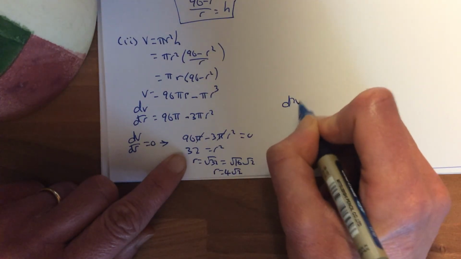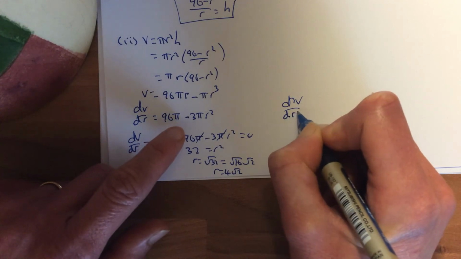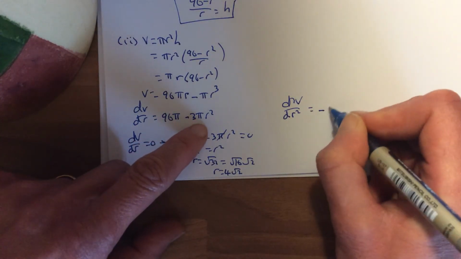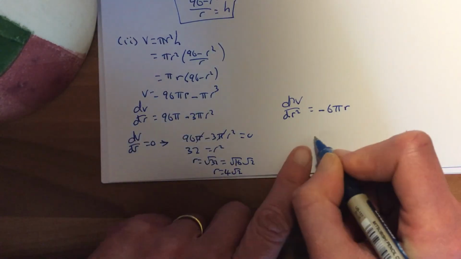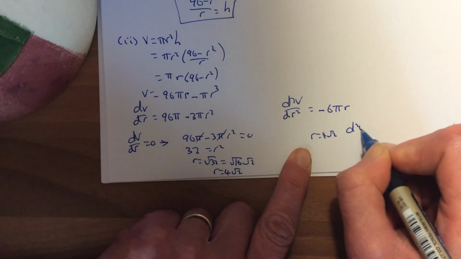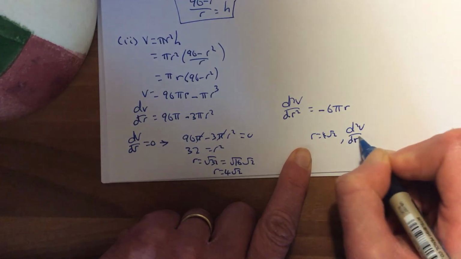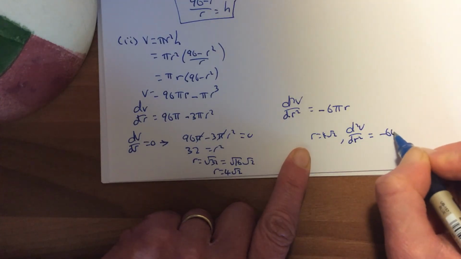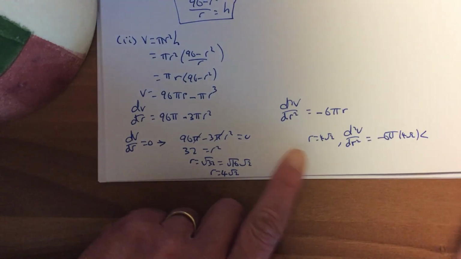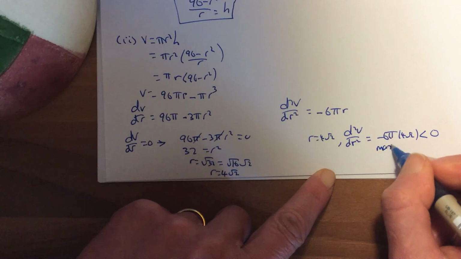Don't forget to do the second derivative. So here's dv by dr, so differentiate that again. That one disappears. You're left with minus 6 pi r. When r is 4 root 2, your second derivative becomes minus 6 pi times this, which is a negative number, so it's a maximum.